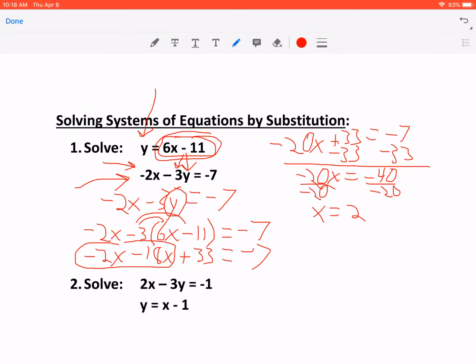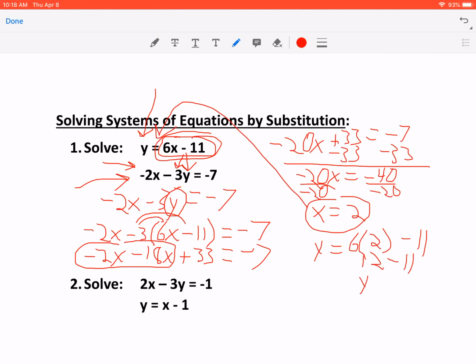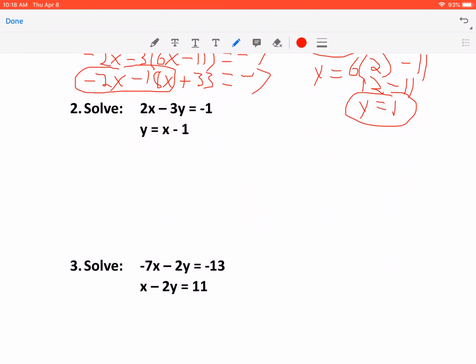But remember, we need the x and y coordinate of where these two lines meet each other. To me, it makes sense to plug this x into the first one because y is already by itself. You're solving for y, so you had y equals 6 times x. Well, if x is equal to 2, it's simply 6 times 2 minus 11. What's 6 times 2? 12. What's 12 minus 11? Y is equal to 1. So the answer is where these two hit each other, and the coordinate was x is 2, y is 1. And there it is right there. That's substitution. Okay? All right, next example.